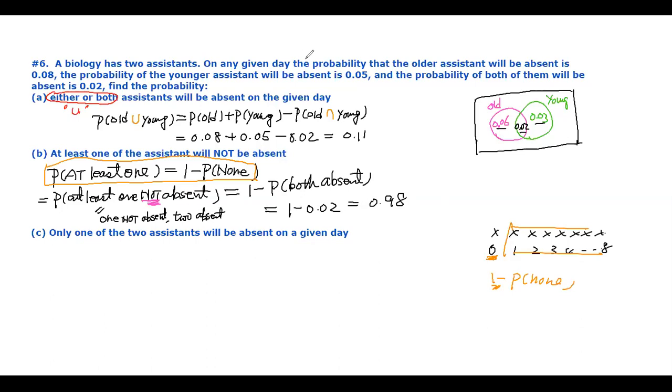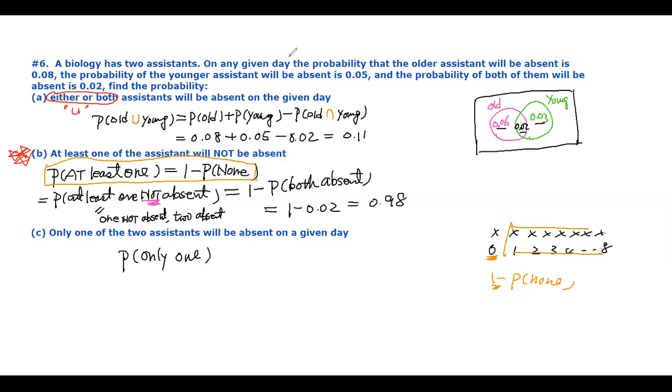All right, this is the problem, so make sure you digest it and understand the wording, because a lot of these problems use those keywords. Okay, now part C says only one of them is going to be absent. So, only one.